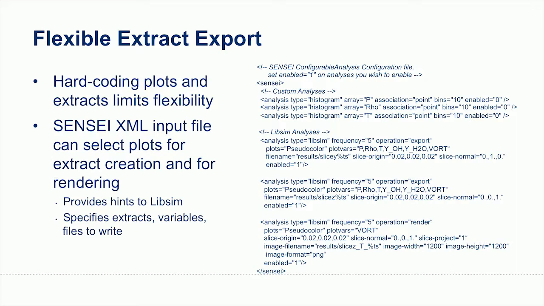So the way that you can configure Libsim in SENSEI is through this XML file. And let's see, here's a Libsim analysis. The operation is export. The plots are pseudocolor. The plot variables are going to be P, rho, T, YO, Y, H2O, vorticity. The file names are going to be specified here. There's going to be a slice, and he's providing the parameters for the slice. These kind of things are built into our XML parser, and it configures from them.